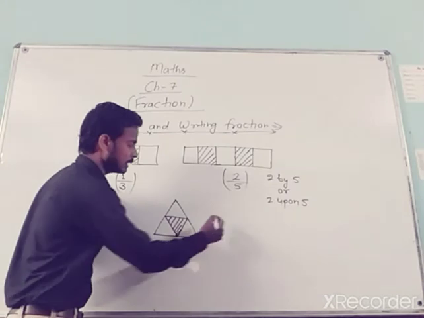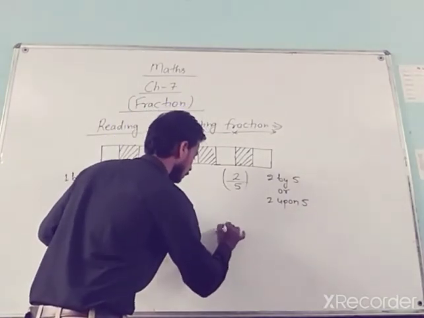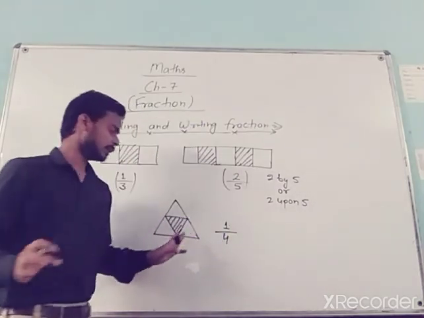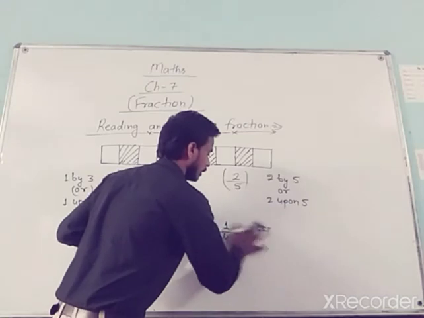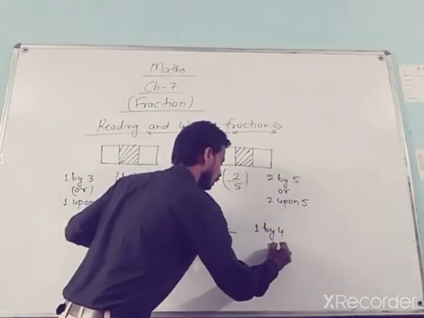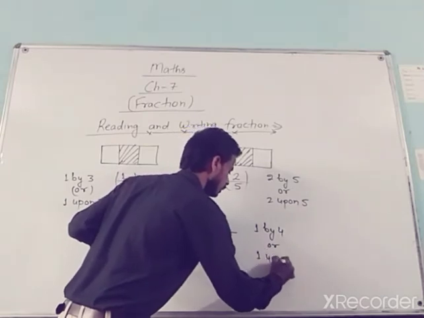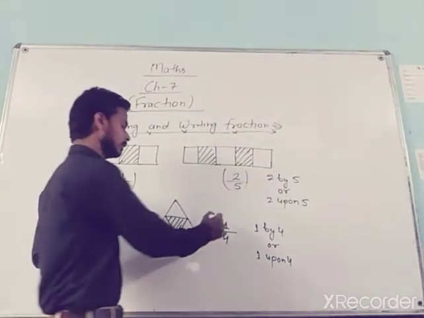Now one part is shaded in 4 parts. So it is 1 by 4. It means like this, 1 by 4 or 1 upon 4. Okay? Clear?